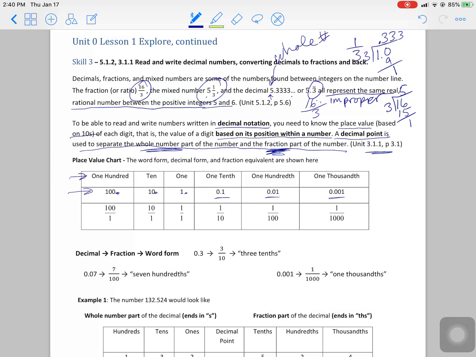So word form, decimal form, and then the fractional equivalent. So the whole number 100 is the same as 100 over 1. The whole number 10 is the same. It can be written as 10 over 1, okay? It also can be written, as a decimal, as just 10, and as a word is 10, all right? And again, you don't typically see the decimal, which is actually there to the right, if you just have the whole number part by itself. So 1 is the same as 1 over 1 as a fraction, okay?